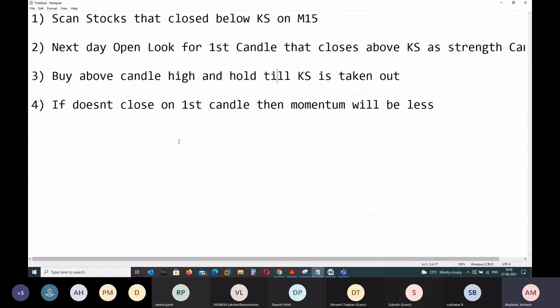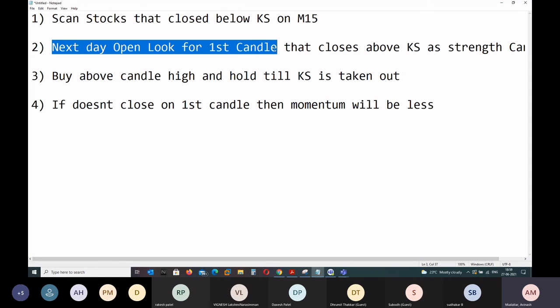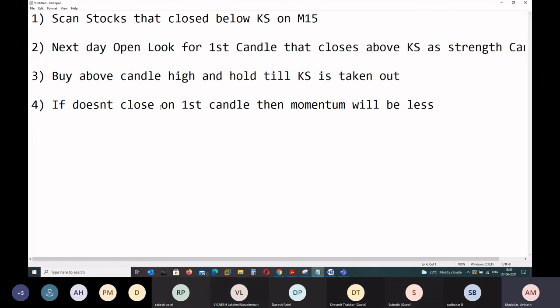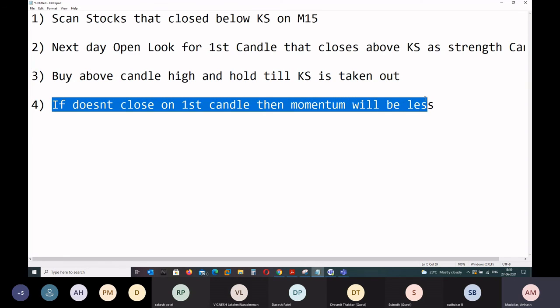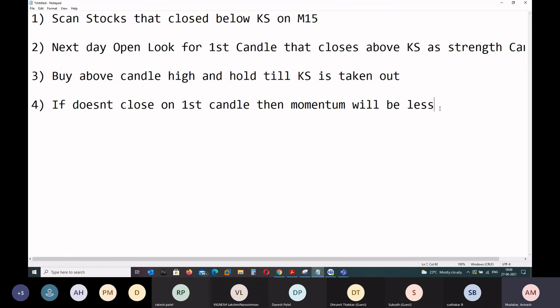and simply hold it with patience. Second thing: most of the time the first candle will not close above the KS as a strength candle. Sometimes it will take 2 or 3 candles. You can also trade those, but the only thing is momentum will be less on them. It will move, but it will move slowly.